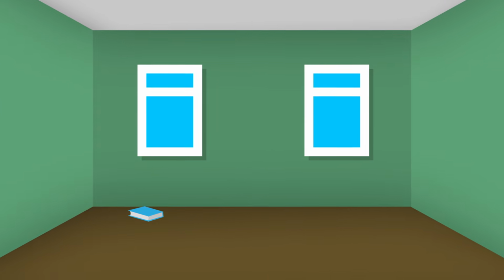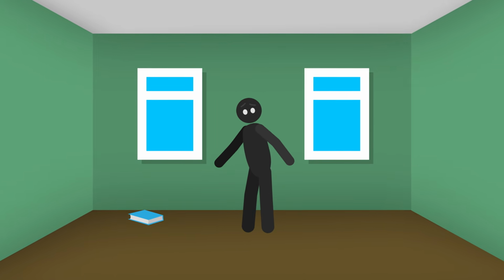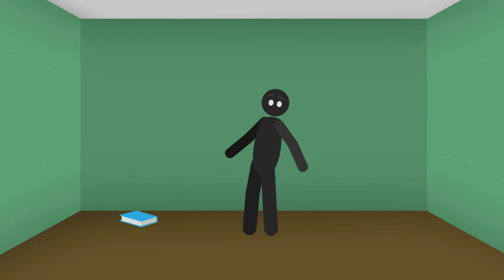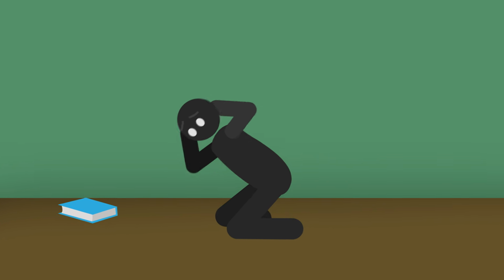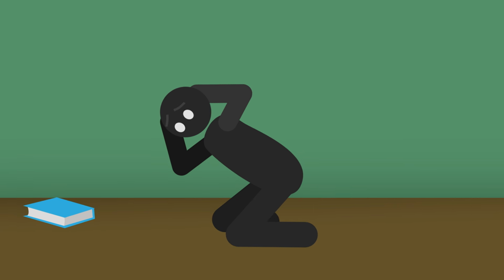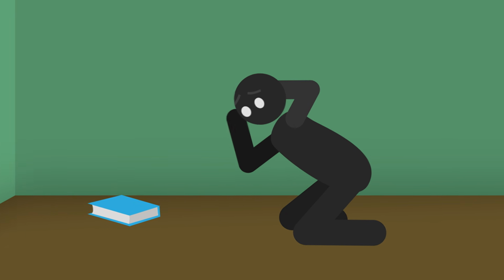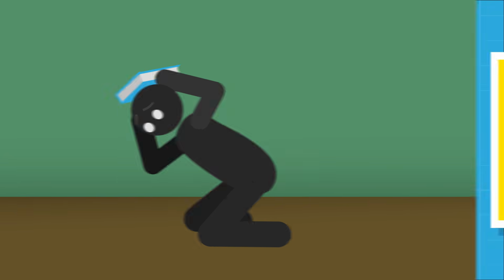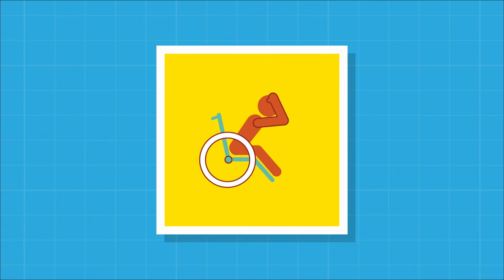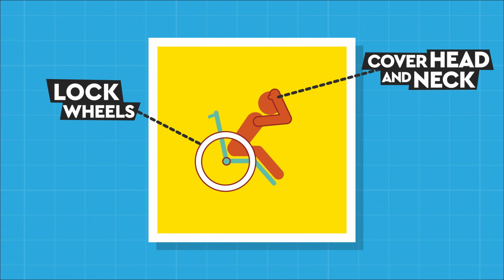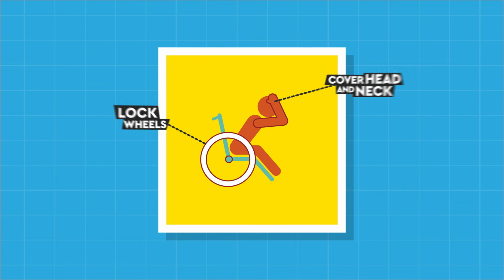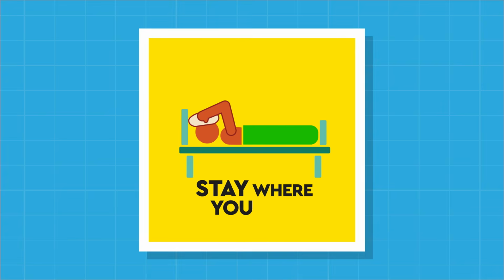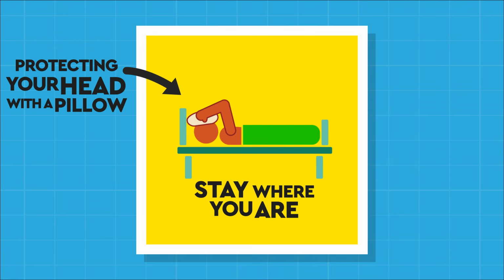If there is no cover available, move as close as you can to an interior wall with no windows and crouch down onto your knees with your hands covering your head and neck. Again, if there's anything like a book or a tray within reach, you can use that to shield yourself from falling objects or glass. If you are in a wheelchair and cannot get onto the ground, lock your wheels and cover your head and neck. Additionally, if an earthquake strikes at night while you're in bed, it's best to hold on and stay where you are, protecting your head with a pillow.